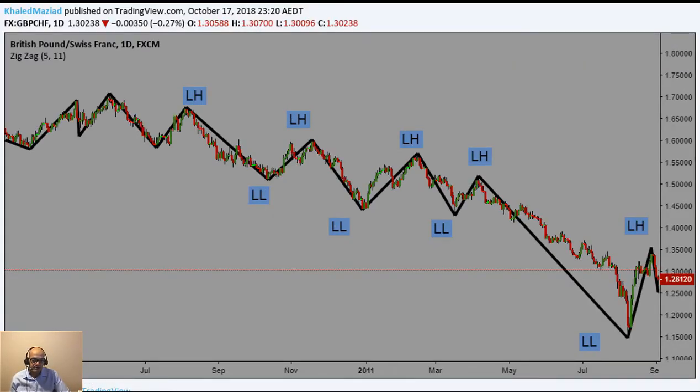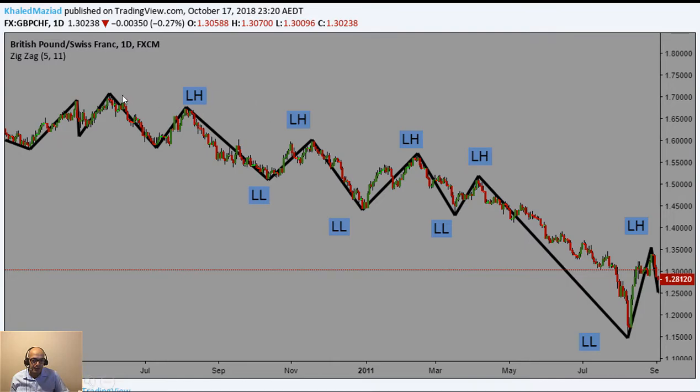Now we have this. What do you see here? We're going to start from here. This is the first high. We're going to call this the lower high because it's lower than this.